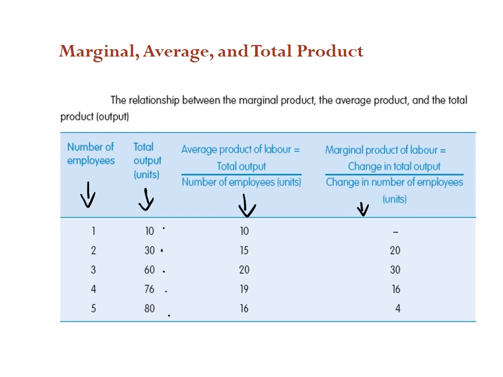Now all we have to do to find average output, so average product, is to divide. Remember, that will be total output divided by the number of our unit. Here we have employees, so it will be 10 divided by 1, you get 10. 30 divided by 2, you get 15. 60 divided by 3, you get 20. 76 divided by 4, you get 19. 80 divided by 5, you get 16. So for your average of anything, it's going to be your total divided by quantity.